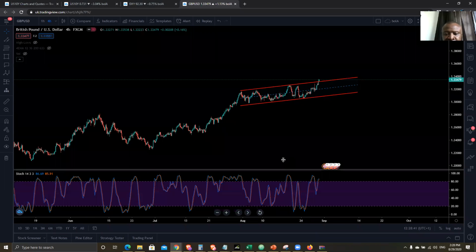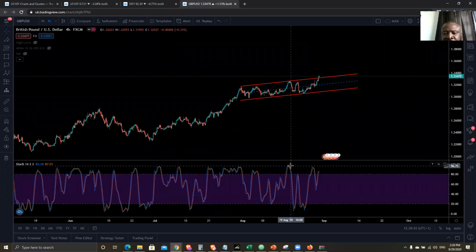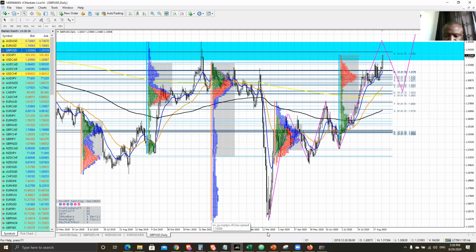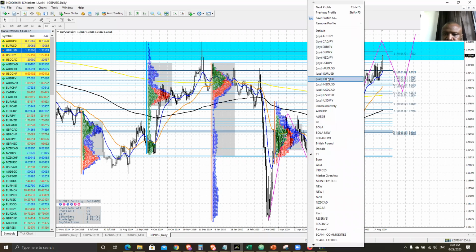This is becoming important now. Once we are attaining highs, this kind of divergence that is coming up. Let me see quickly, 1 second, please. Pound against the dollar.